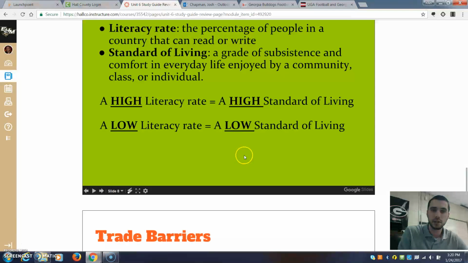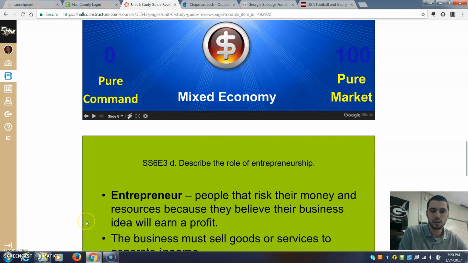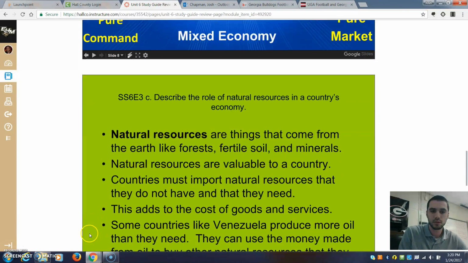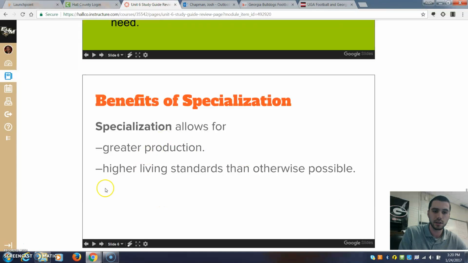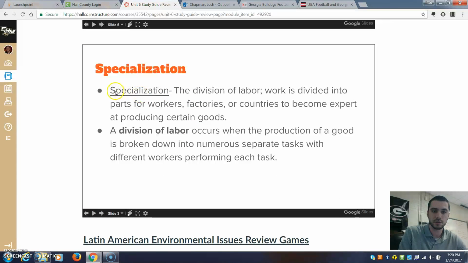Specialization, we'll go back up here. And we'll go back over. I'm sorry, specialization is down here. Specialization is right here. Specialization: the division of labor. Work is divided into parts of workers, factories, or countries to become expert at producing certain goods.